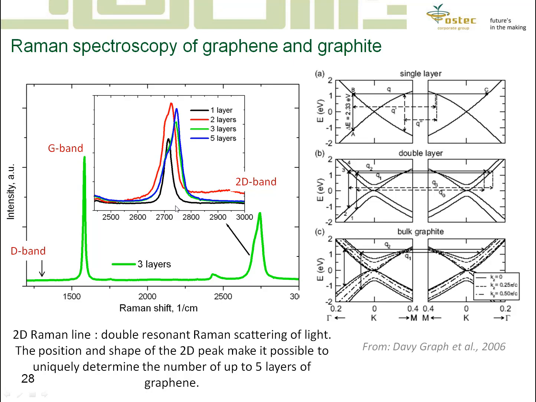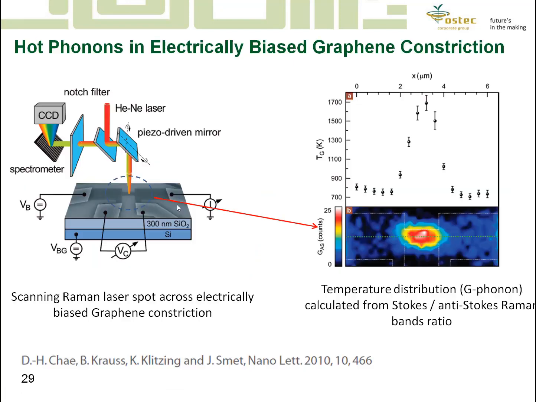And to get some information, also you can use both Stokes and anti-Stokes, and it is possible to calculate a temperature of the sample by the ratio between Stokes and anti-Stokes components of the Raman spectrum. And here there is an example of detecting temperature distribution for the electric circuit, where there is a floating graphene and a current flows through this graphene layer.